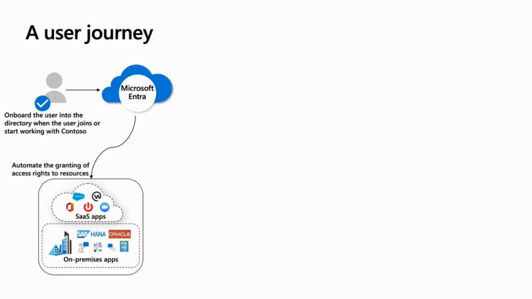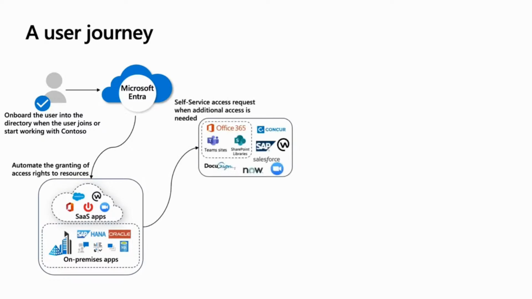Then we need to make sure that the user has access to resources. And that first access to resources, we want to happen automatically. That's also called birthright assignment sometimes. And I deliberately say resources here because this is not just applications. We can also provide access to groups, team sites, SharePoints, and other resources. When that user has access to resources, they probably need some additional resources that they didn't get in that automated assignment. So we also have capabilities that the user can request additional resources through self-service.